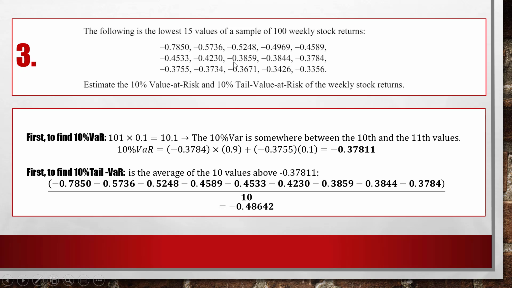And we got 10 values from negative 0.7850 to negative 0.3784. We got the first 10 numbers on the list right here. So the tail value at risk is just the average of them. We take these 10 numbers, add them together, divide by 10. And we got negative 0.48642. See that? So that's how we find the value at risk and the tail value at risk of a specific probability.